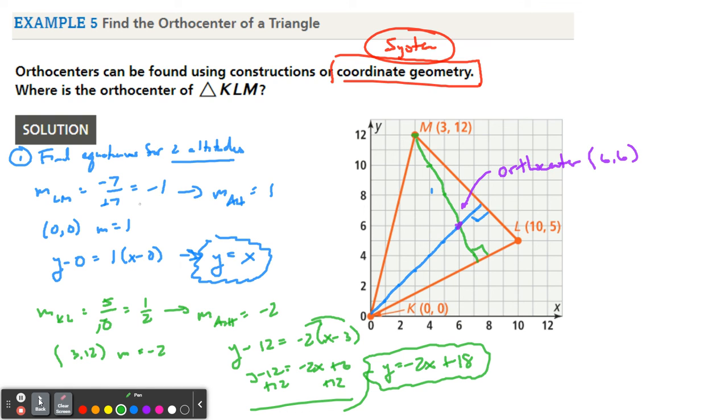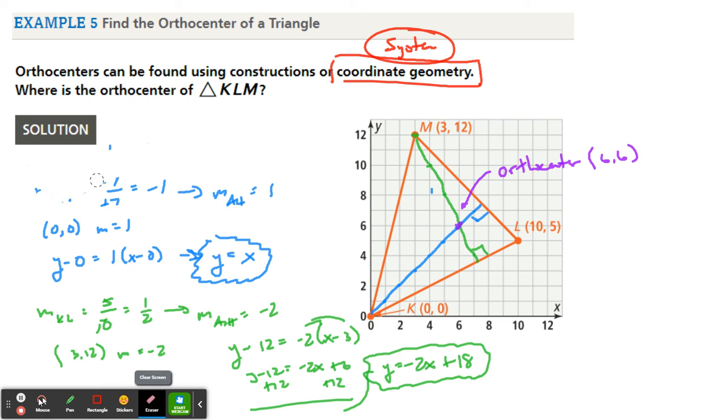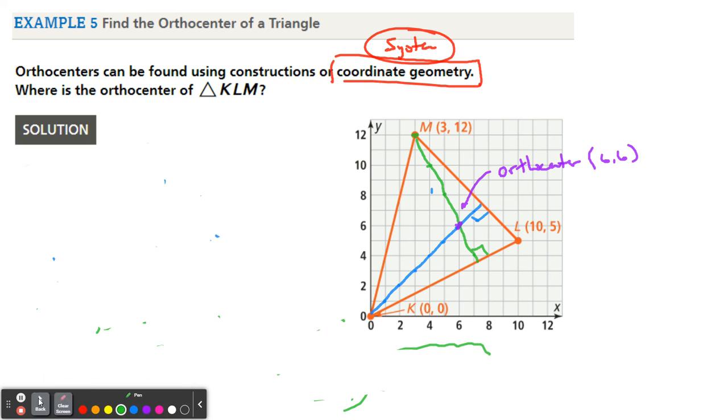Okay. And now I'm going to erase some of this stuff so we can do part 2. Let me erase. I'm going to pause it so I can erase quickly. Okay, so now step 2 is where you're going to solve the system.